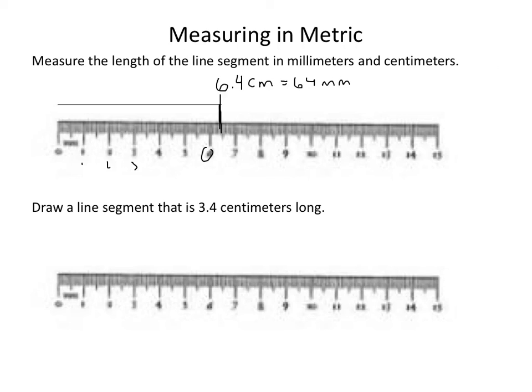So now if we're going to draw a line segment that's 3.4 centimeters long, I find where 3 is. 3.4 is just a little bit below 3.5. Now I would just go ahead and draw my line segment. Like I said, I apologize again for the ruler.